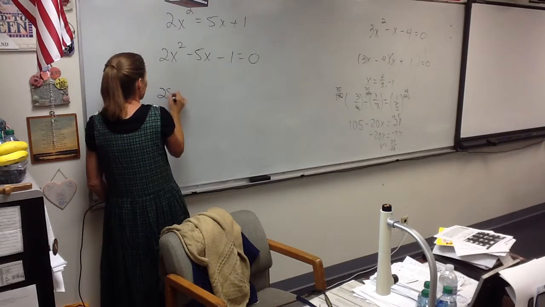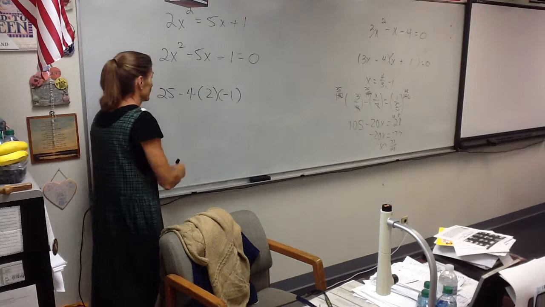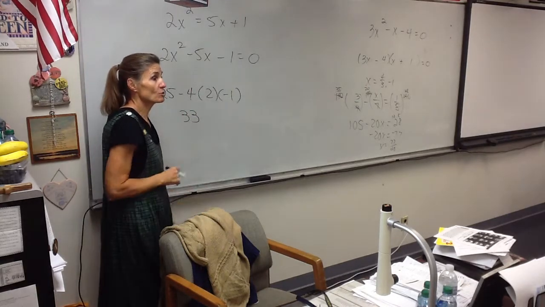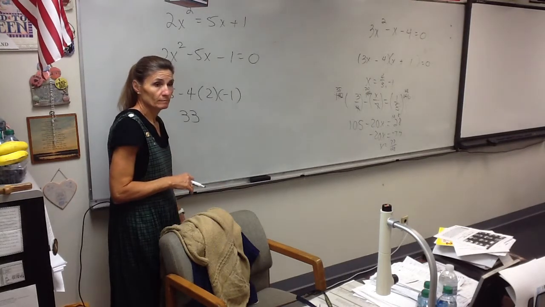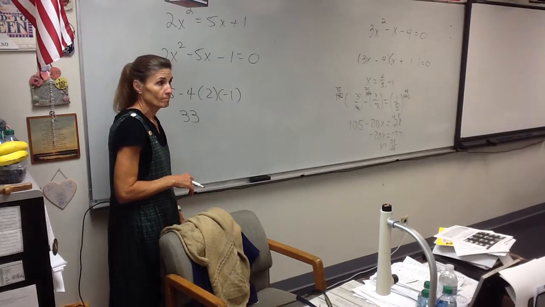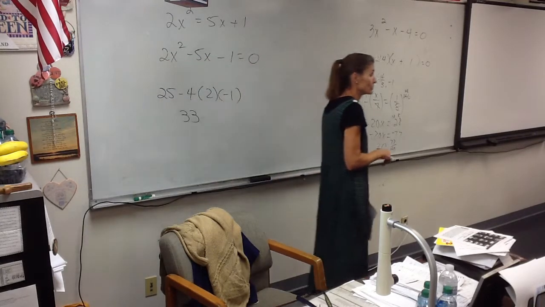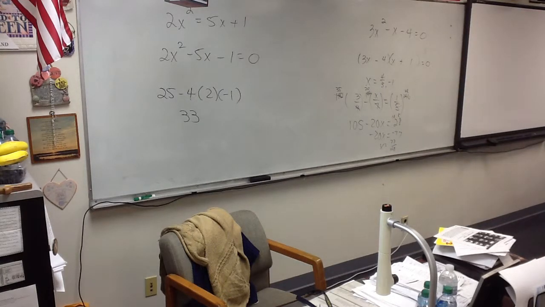So b squared minus 4ac, 33. So my discriminant's 33. And what does that tell me about my roots? They're irrational. There are two irrational roots. How do I know they're irrational? Because 33 is not a perfect square.